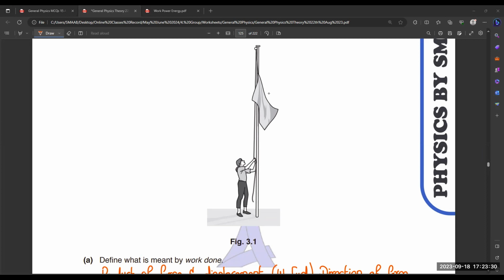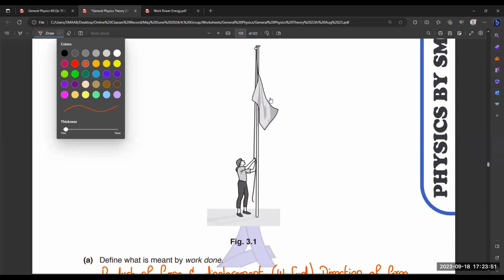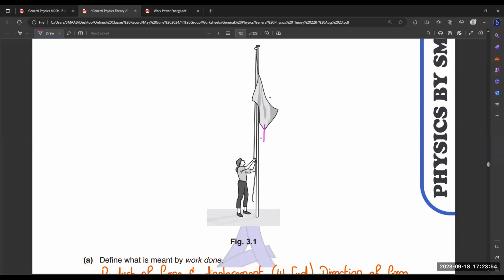So if you include all the quantities, all the forces that you studied till now, what do you think, why do we have to do more work? Basically, one quantity is weight. So basically we require additional force to lift that flag. Secondly, the weight of the body will act in downward direction. Okay, and you need to lift that flag in upward direction. So your work will be in upward direction.